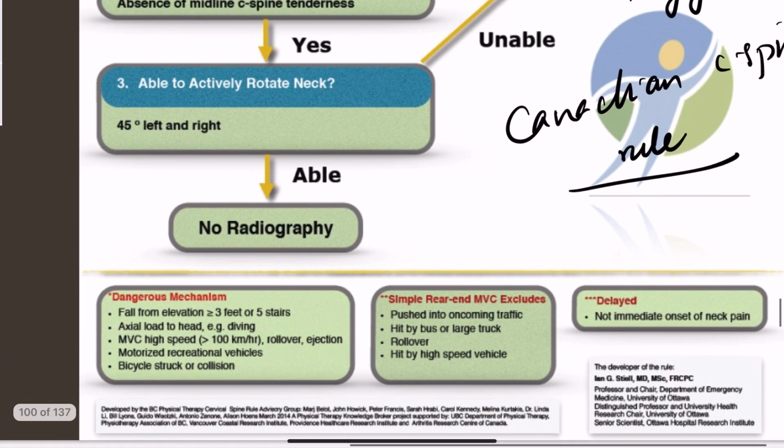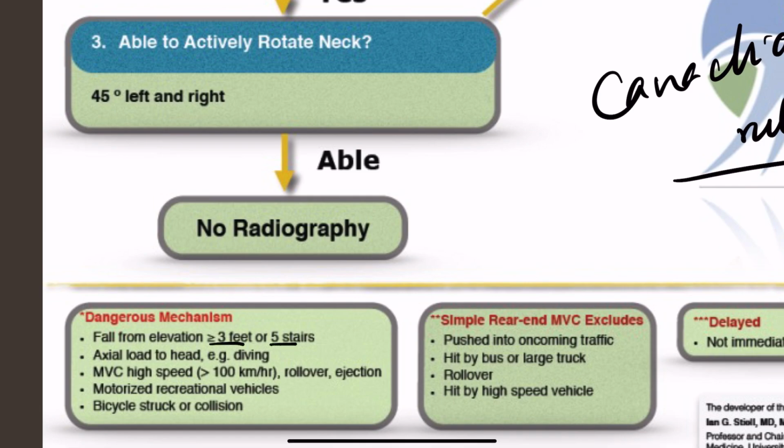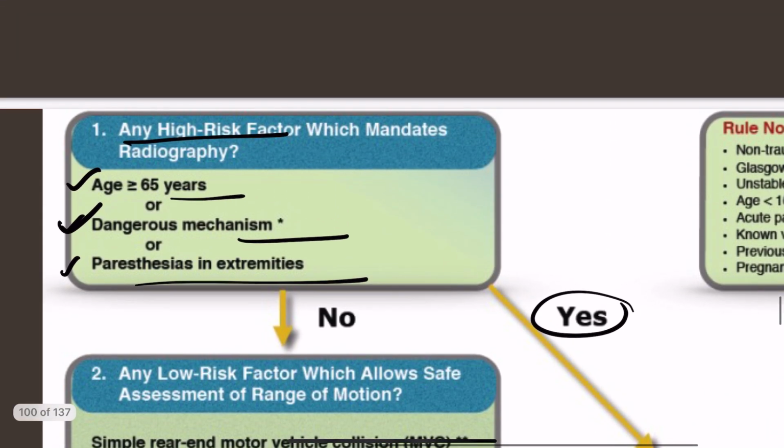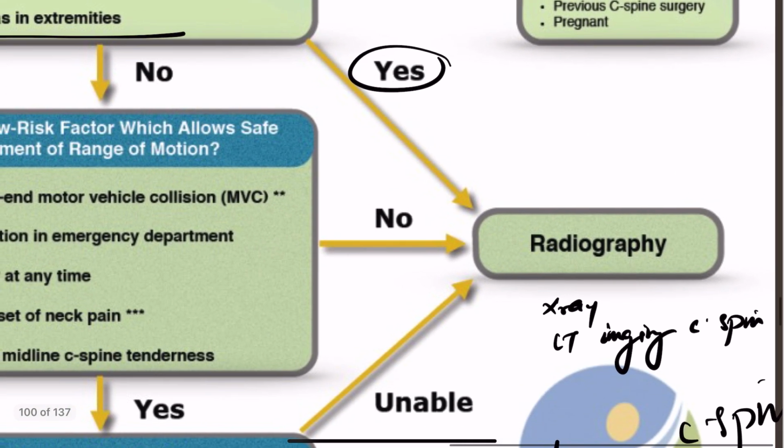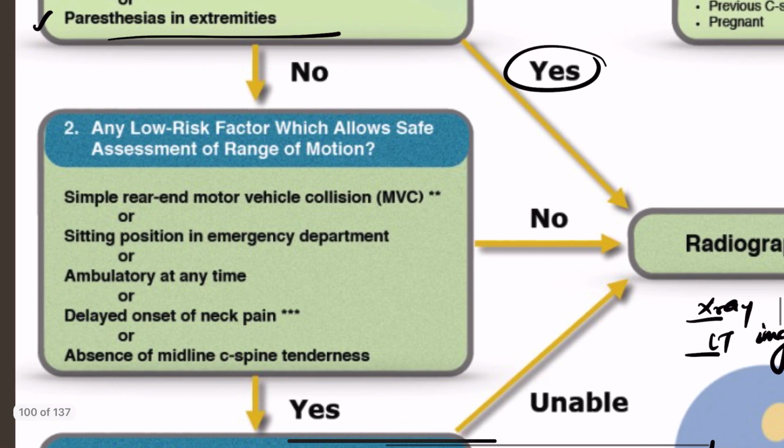Dangerous mechanisms of injury have been defined as fall from an elevation of more than 3 feet or 5 stairs, axial load on the head, for example in case of diving, and high speed motor vehicle collision. High speed is defined as more than 100 kilometers per hour. Either the vehicle is rolling over, or ejection from the vehicle, or motorized recreational vehicle accidents, or bicycle collision. That means a motor vehicle struck by a bicycle, then we have to take it as a dangerous mechanism of injury, and we have to follow up with an X-ray or a CT imaging of the C-spine.